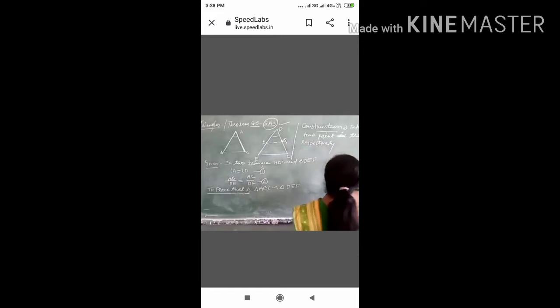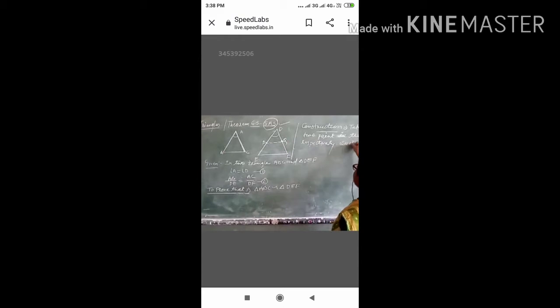take the 2 points P and Q on the sides DE and DF respectively, such that which type of thing we have to take? Then AB is equal to DP and AC is equal to DQ. Understood?